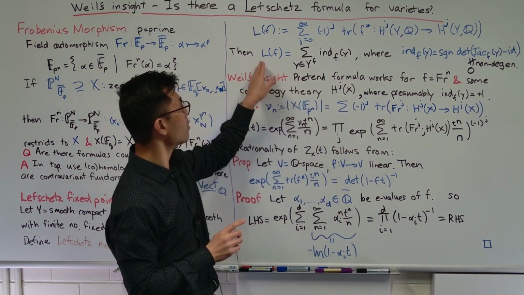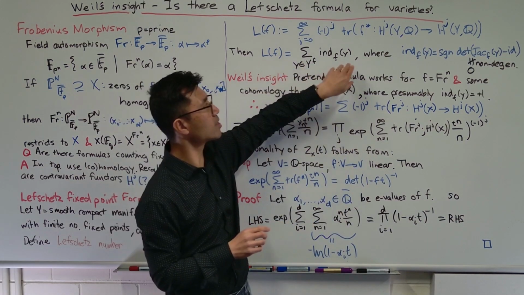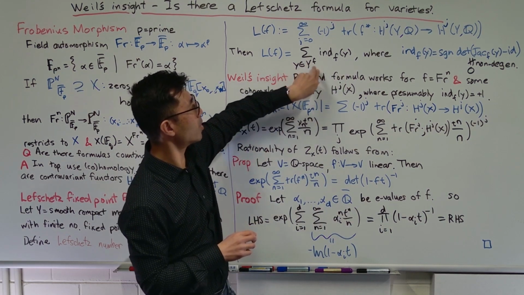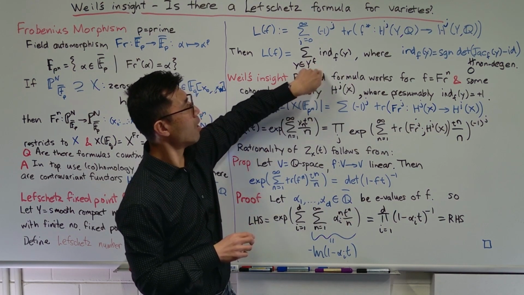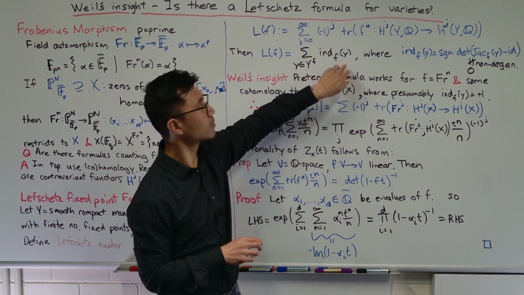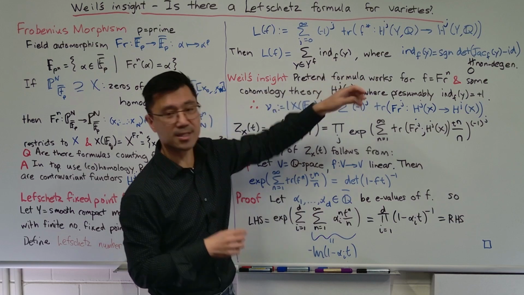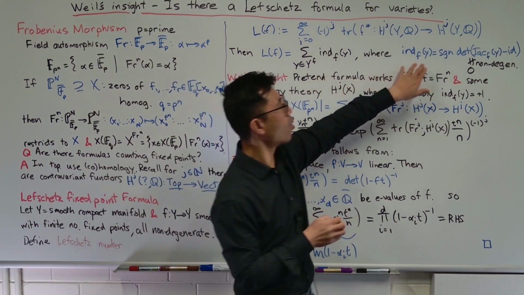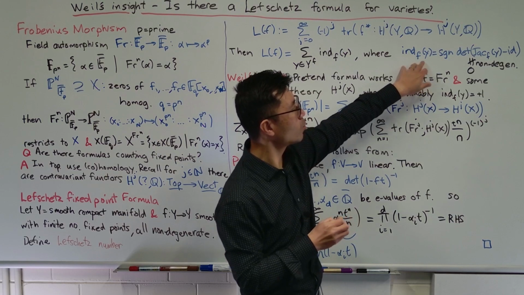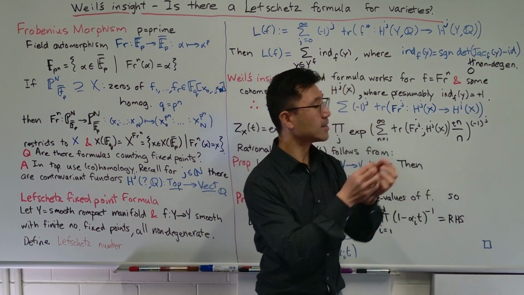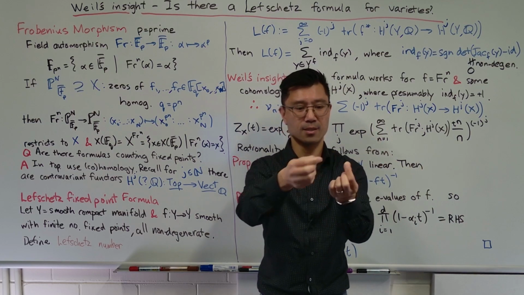This is the theorem. This L of F is equal to the sum over all the fixed points y inside the fixed point set of F, of the indices of F at y. And what is this index of F at y? This is either plus or minus 1. Okay, that's all it can be. So when is it plus 1 and when is it minus 1? So what you can do is, well, you have this map F, right? And it sends y to itself.